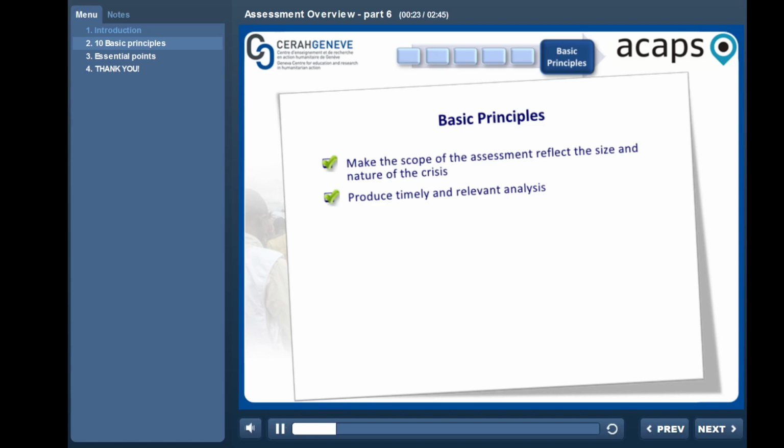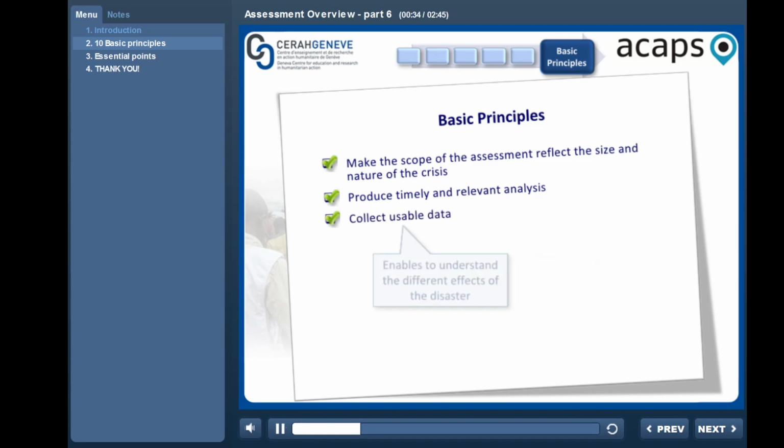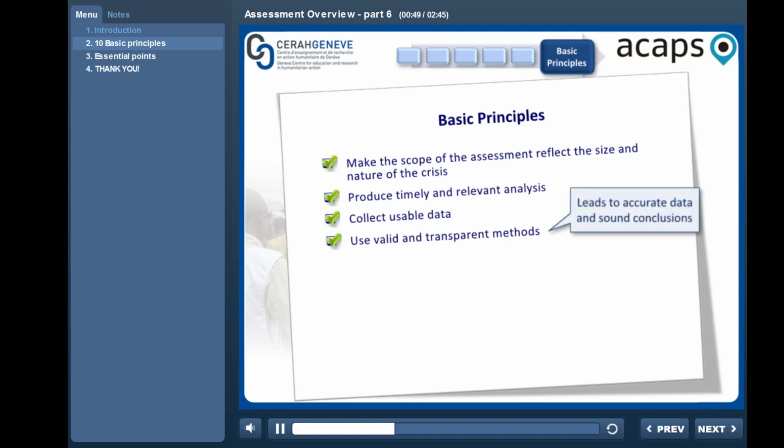However, before you start, identify the specific decisions it must help with and review existing data before deciding whether to collect new data. Disaggregate your data to a level that will enable decision makers to understand the different effects of the disaster on different groups, sectors, and geographical locations. Use standardized data collection techniques and procedures for analyzing data. Standardized procedures should lead to accurate data and sound conclusions.